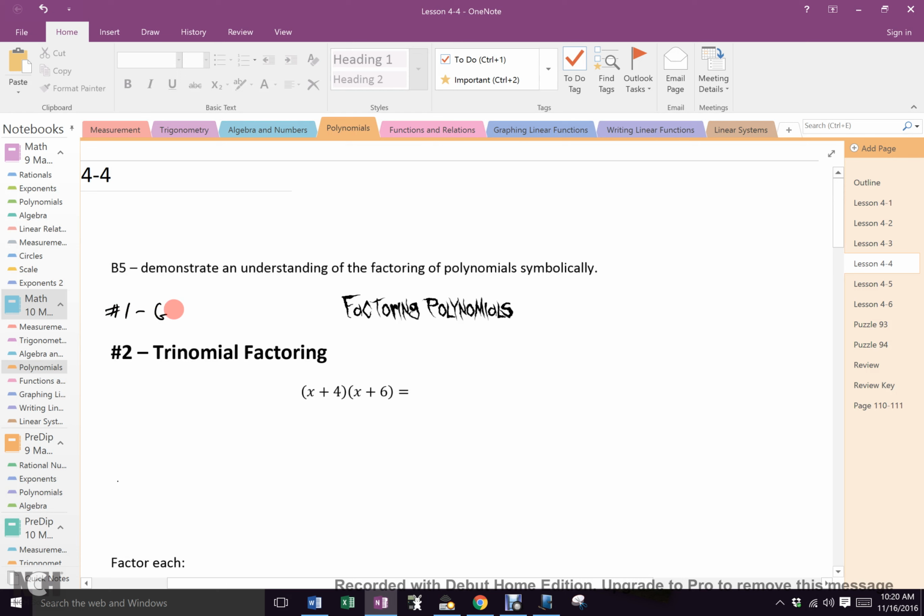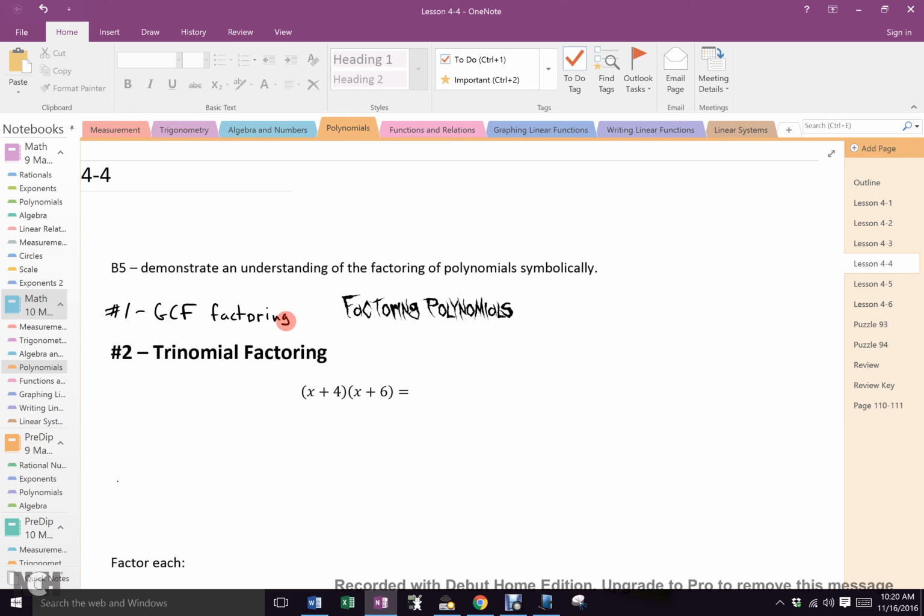Let's remember the first one that we always try is GCF factoring, if we need to. Okay, this is the second kind of factoring.